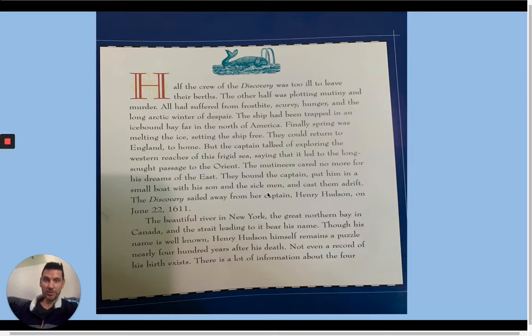and cast them adrift. Mutineers, those are people who take part in a mutiny, and a mutiny is the overthrowing of the person who is in charge.